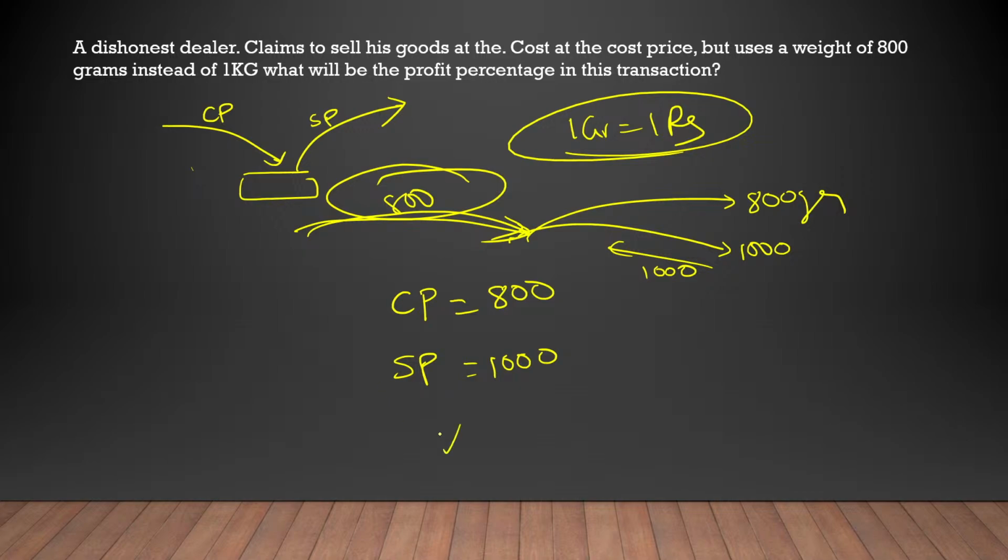Just find out the profit percentage. Profit percentage is equal to profit by CP into 100. My profit is 200 and my CP is 800. So, into 100. So this is going to be how much?